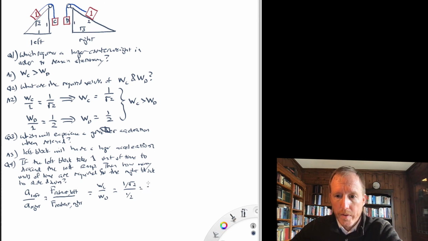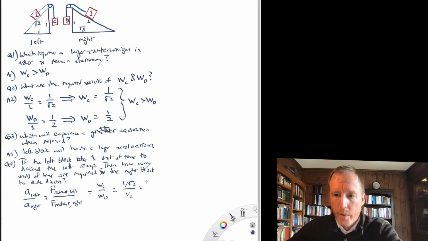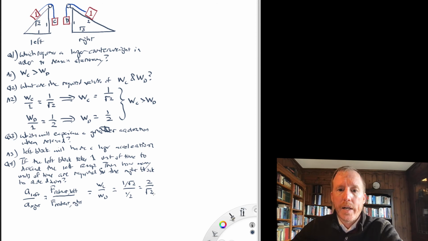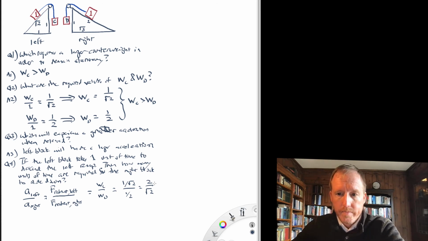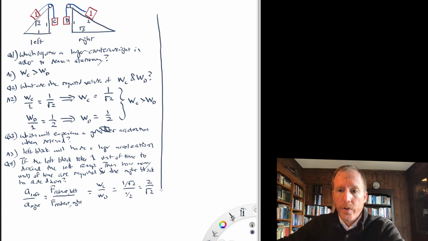Or, if we simplify that, it would be 2 divided by root 2. So we know how big the left block's acceleration is compared to the right block's acceleration. And this is going to give us a strategy for figuring out how much time it takes to slide down the ramp. But in order to figure out the time, we need one other piece of information.